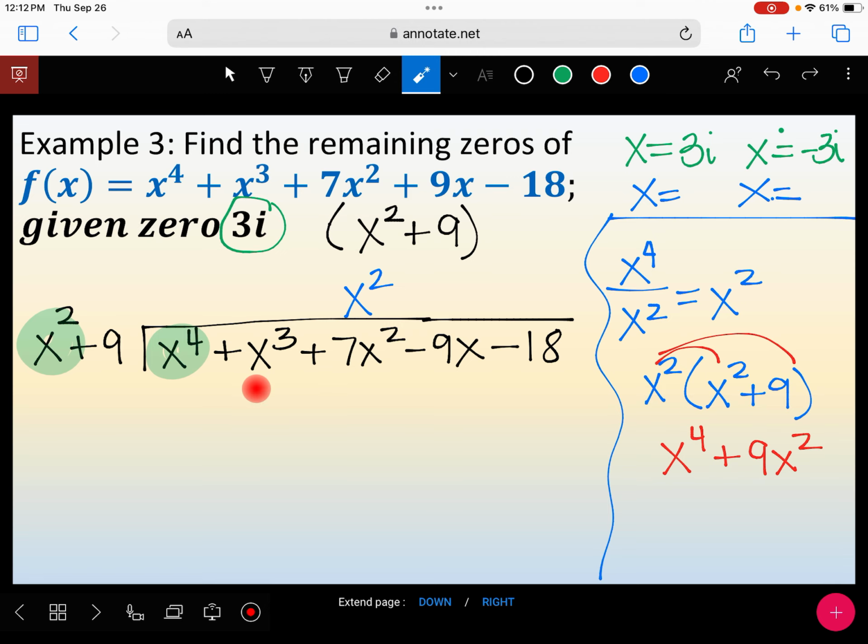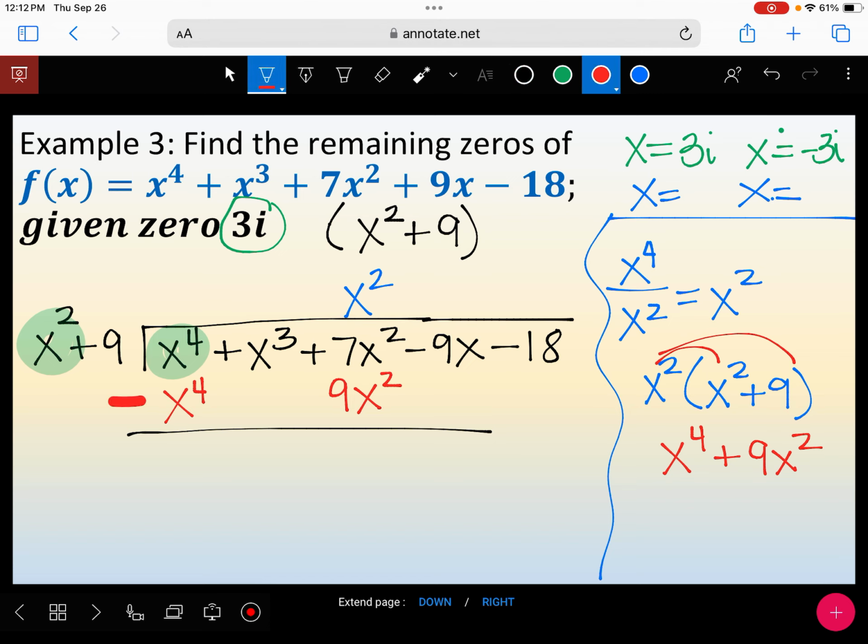So when I bring these terms over here, I have to line it up with its like term. So I'm going to put my x to the 4th here, and the 9x squared will go under the 7x squared. You have to line it up with its like terms. The second thing you have to do is subtract. So when you slide it over, you have to do a sign change. Both terms change signs. So this will become negative and this becomes negative.